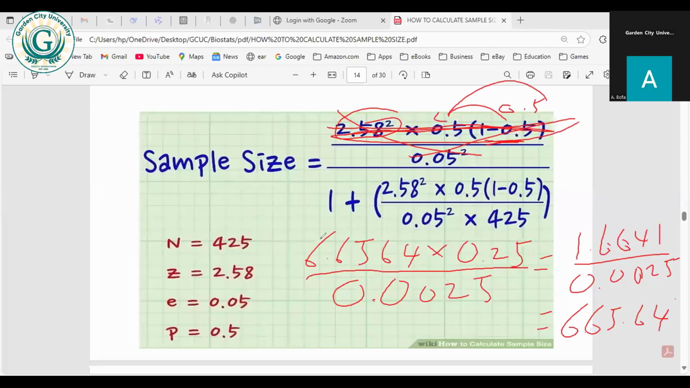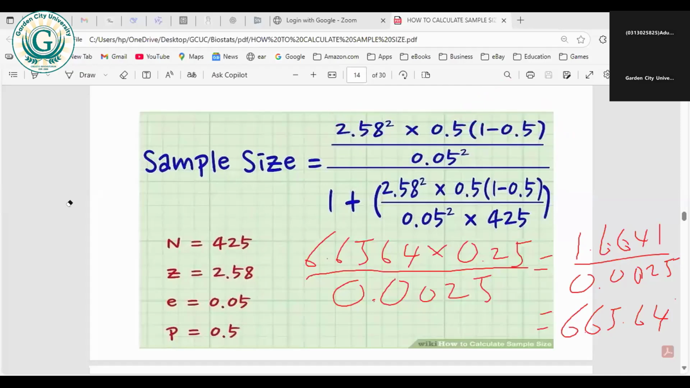So it means that everything here is equal to what? 665.64. So it means that we are done with the top side.